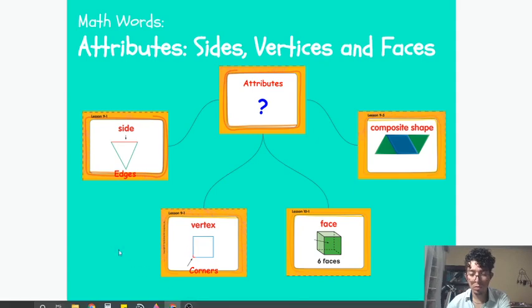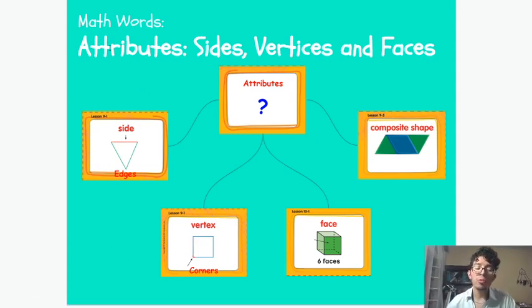Okay, guys, we're back at it. And now we will see words for attributes. Ahora vamos a ver las palabras de los atributos. That means the characteristics of shapes. Eso significa que vamos a ver las características de las figuras. Shapes can have 4 basic attributes. Las figuras pueden tener 4 atributos básicos. They can have sides, pueden tener lados. They can have vertex, pueden tener vértices. They can have faces, pueden tener caras. Or they can be composite, o pueden ser compuestas. What does this mean? ¿Qué significan estos?